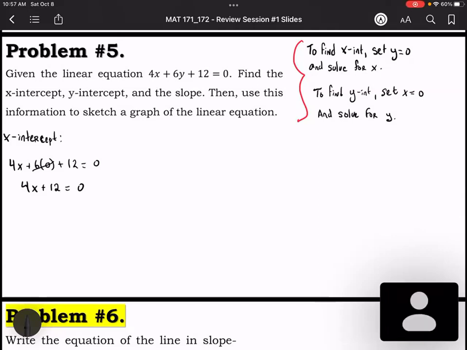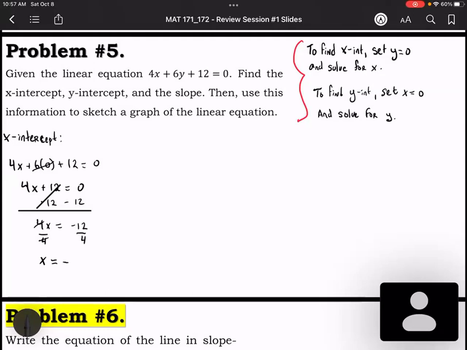Subtract 12 on both sides. So this will give us 4x is equal to negative 12. Then you divide by 4 on both sides. If we divide by 4 on both sides, the 4's on the left will cancel. You're going to get x equals negative 12 over 4. What's negative 12 divided by 4?